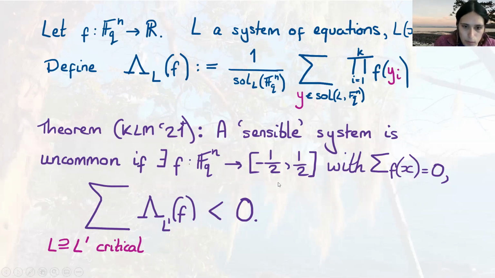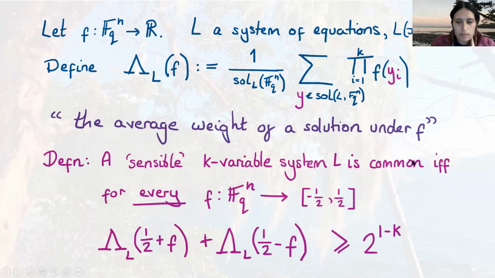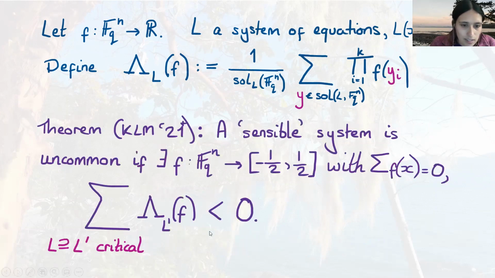So roughly speaking, what does this theorem say? Remember that if we wanted to show a system is uncommon, we need to find some function f such that this plus this is less than 2 to the 1 minus k, where L could be some big, complicated system. What our theorem tells us is that if we want to show a system is uncommon, it's enough to find some function and analyze its behavior on these subsystems that we call critical subsystems.